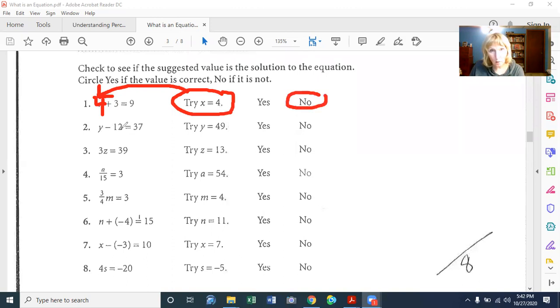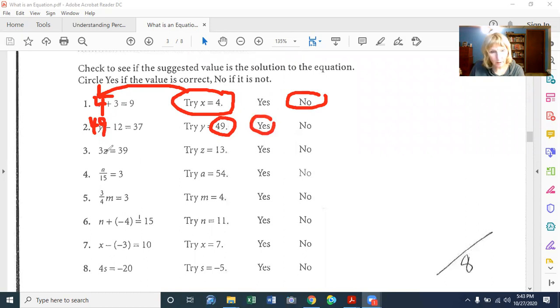y minus 12 equals 37. We're going to put 49 here for y. So let's write 49 here and subtract. 49 minus 12 is 37. So that would be a yes.